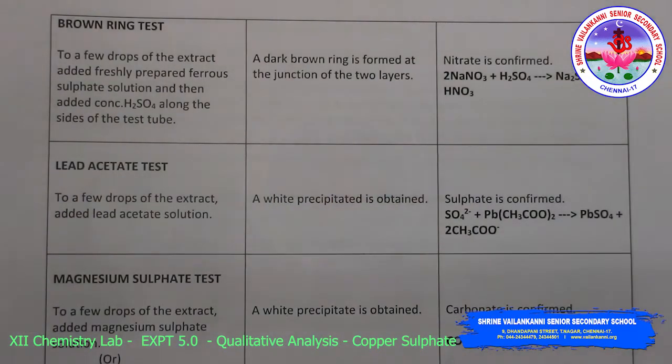Brown ring test. Take the extract and add freshly prepared ferrous sulphate solution, and add concentrated sulfuric acid along the side of the test tube. A very important thing: only freshly prepared ferrous sulphate solution is added. If you use an old solution, it has already converted to ferric. That's why we have to use only freshly prepared ferrous sulphate solution. A dark brown ring is formed at the junction of the two layers, which indicates nitrate is confirmed.